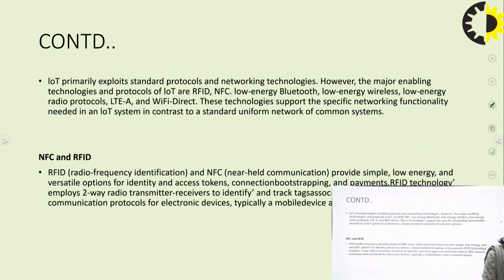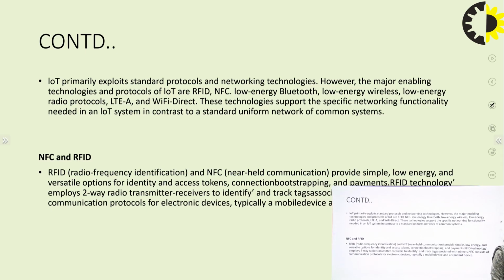IoT primarily exploits standard protocols and networking technology. However, the major enabling technologies and protocols of IoT are RFID, NFC, low energy Bluetooth, low energy wireless, low energy radio protocols, and Wi-Fi Direct. These technologies support the specific networking functionality needed in an IoT system, in contrast to a standard uniform network of a communication system.